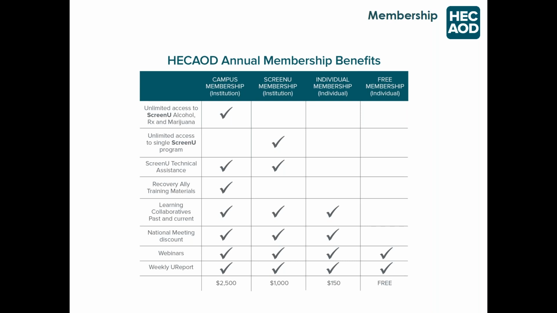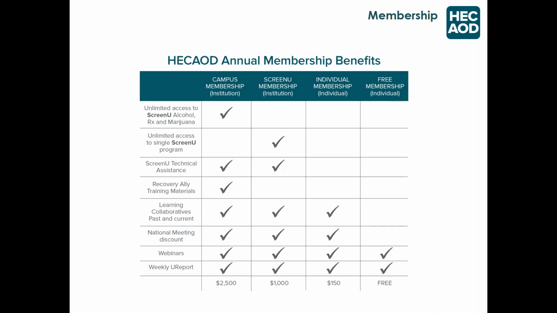Our members also have access to our learning collaboratives, which are a series of web-based trainings, both those that have happened in the past and those that are happening currently during their membership. So we've completed 3 learning collaboratives, one focused on cannabis, one on collegiate recovery, and one on prescription drug misuse. And we're excited about launching one in the fall, focusing on how you can engage your peers in prevention and recovery efforts on campus. Learning collaboratives are available outside of memberships, but they're one of the benefits of an institutional level membership, such as our campus membership or our ScreenU membership.